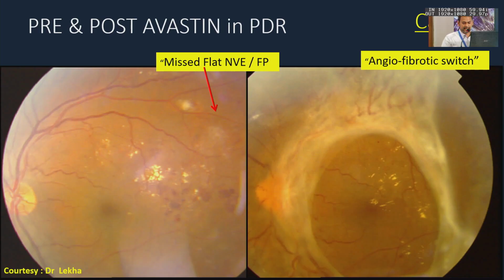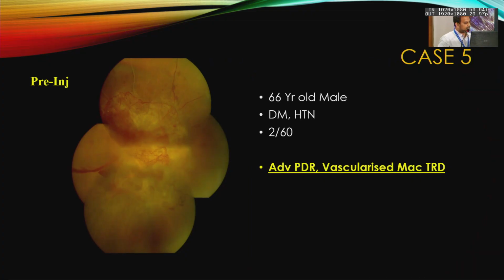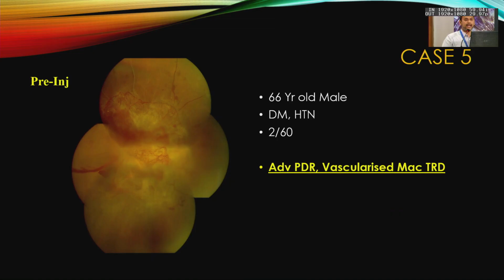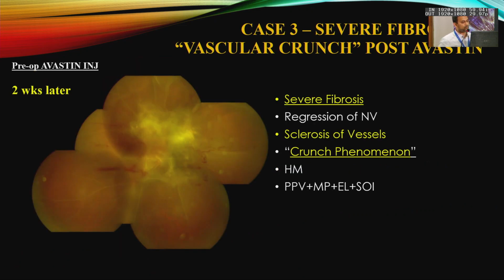After the injection, we can have this angiofibrotic switch, or what we call the crunch phenomenon, leading to tractional retinal detachment. This is again prior to the vitrectomy, a very vascular PDR. Avastin was given intravitreally, and the patient was asked to come after 4 days for surgery, but he comes after 2 weeks. See, all the vessels are occluded.